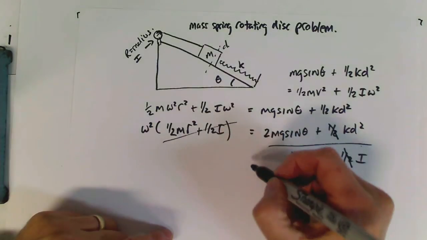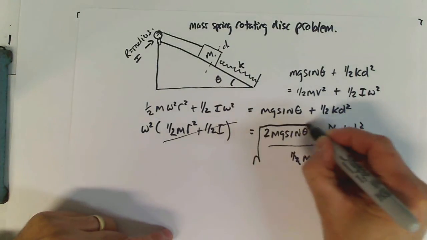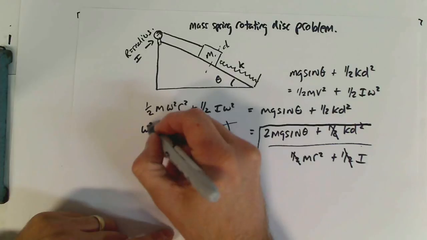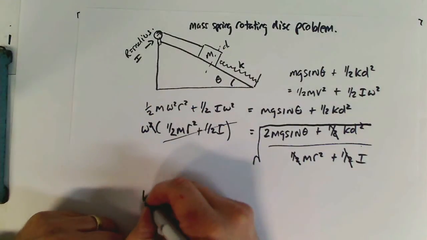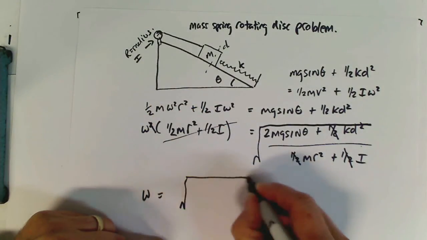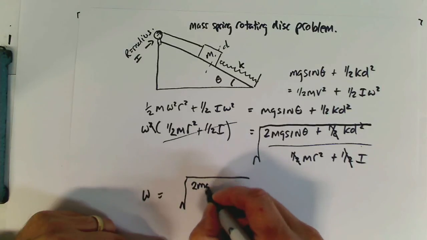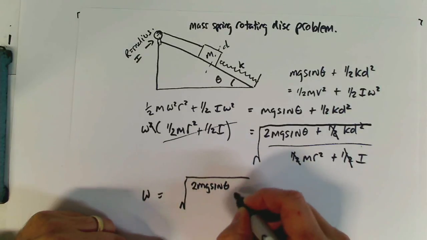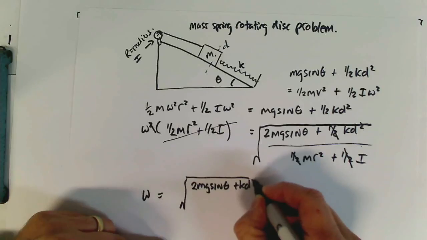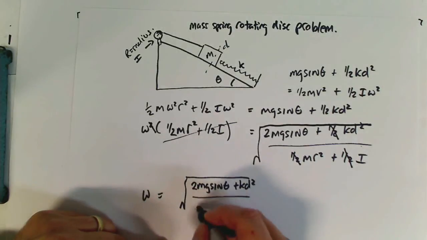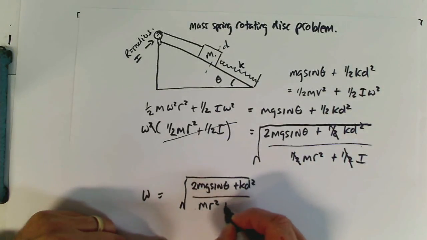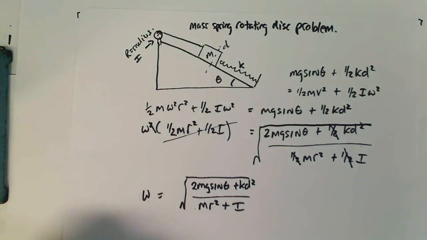and then all we need to do is put a big square root sign on it and get rid of that one. So omega equals the square root of 2mg sine theta plus kd squared all over m r squared plus I. And we're done.